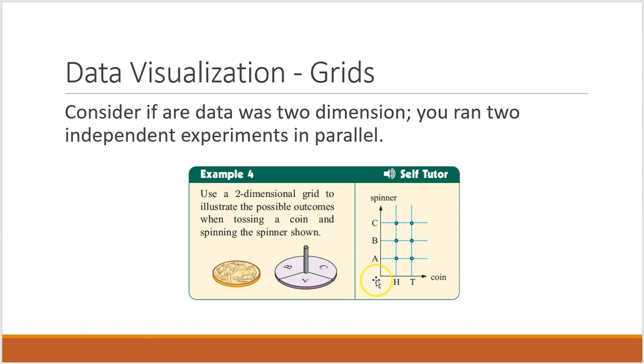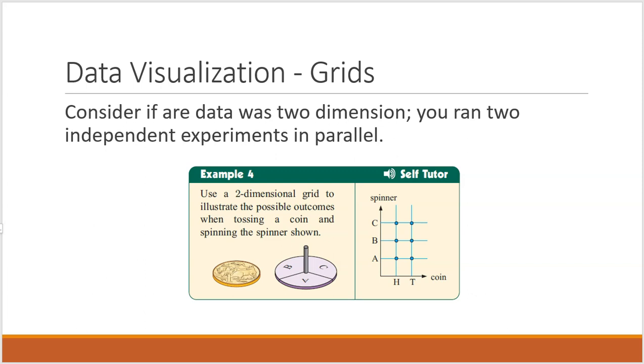Notice on the vertical axis is the result of the spinner, and on the horizontal axis is the result of the coin. So if you landed the coin on heads and the spinner landed on A, it would occupy this section of the grid just here. Similarly, if the coin landed on tails and the spinner landed on B, it would occupy this part of the grid here. So notice this data is 2-dimensional.